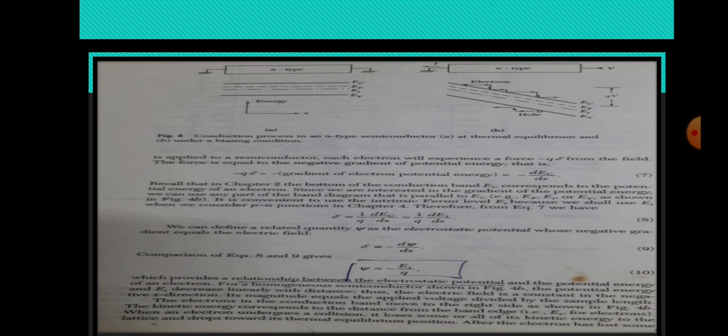When an electron undergoes a collision, it loses some or all of its kinetic energy to the lattice and drops towards the thermal equilibrium position. After the electron has lost some or all its kinetic energy, it will again begin to move towards the right, and the same process will be repeated many times. Conduction by holes can be visualized in a similar manner, but in the opposite direction. The transport of carriers under the influence of an applied electric field produces a current called the drift current.